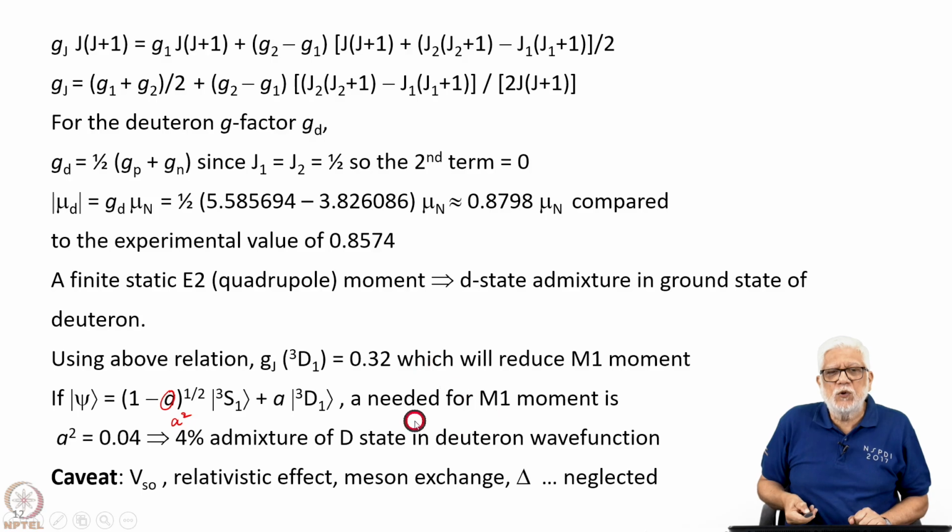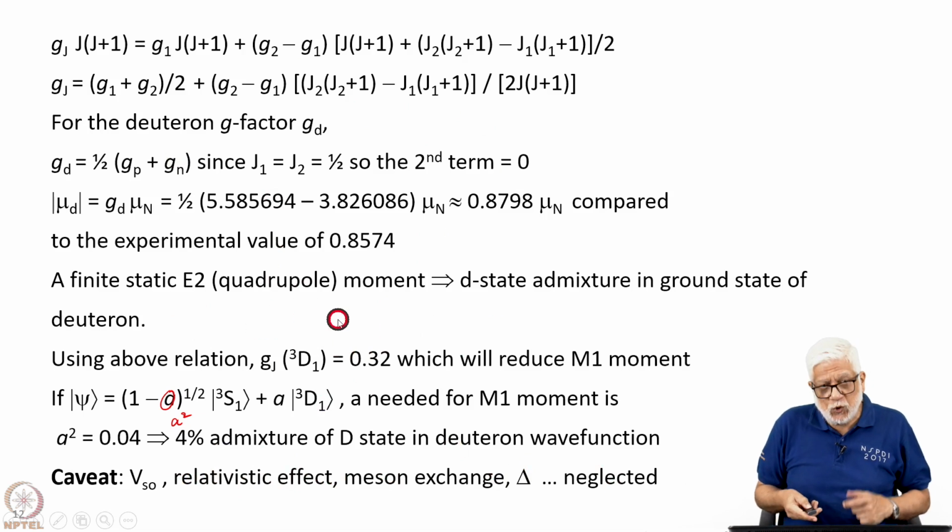In fact, it will turn out that this value is very similar to what you get from the quadrupole moment of the deuteron. Of course, the caveat is that we haven't taken into account spin orbit effects, relativistic effects, meson exchange and so on. So this is just from a very simple picture that you get the right ballpark figure for the magnetic moment of the deuteron. And you can sort of understand that the small difference perhaps could be due to the D-state admixture.